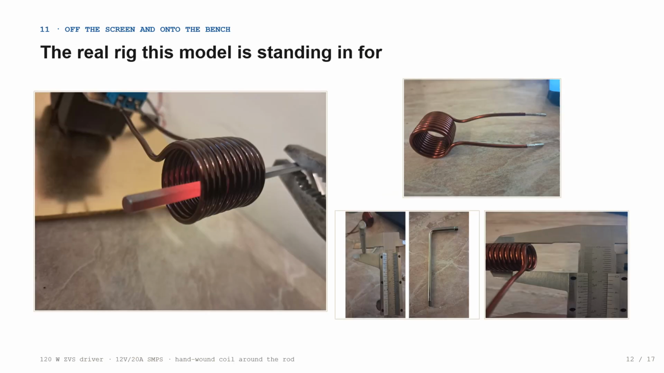Everything up to this point has lived inside Ansys. This slide is where the model has to answer to reality. Here is the actual benchtop rig, a 120-watt ZVS induction heating driver, powered from a 12-volt, 20-amp switching supply, driving a coil that we wound by hand around the same rod geometry, modeled in Maxwell. This is not a rendering. Every part you see here is the physical hardware that produced the glowing rod, the coil, and the thermometer reading we are about to look at. If our simulation is going to mean anything as an engineering tool, it has to be checked against exactly this kind of physical evidence, not just against itself.